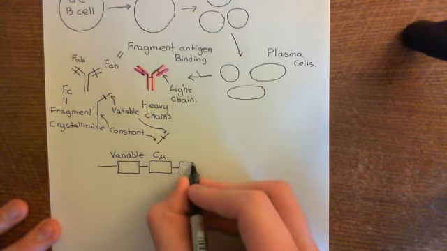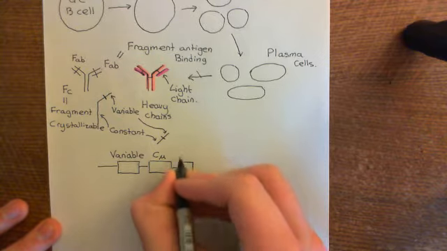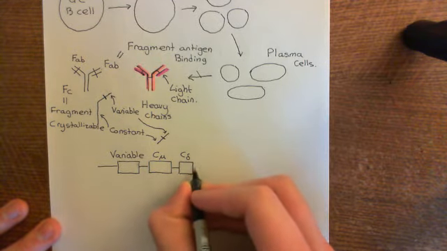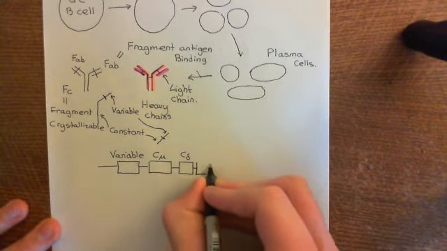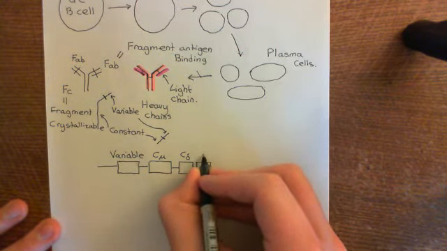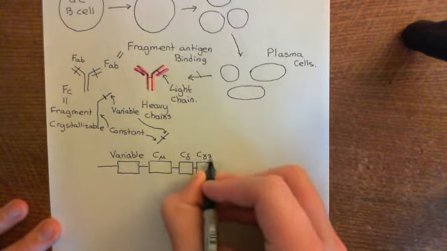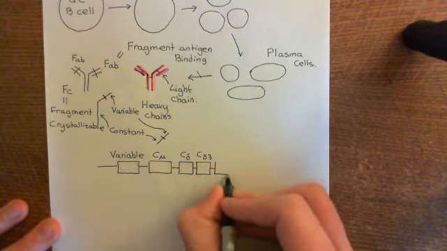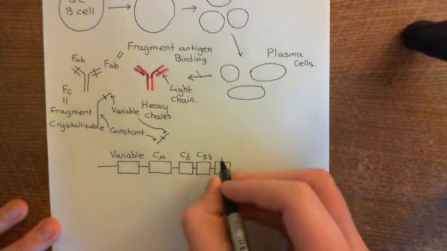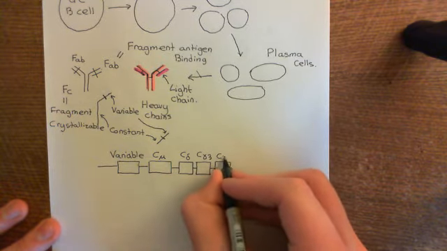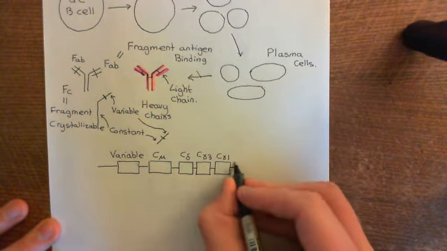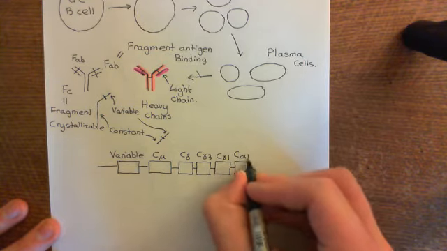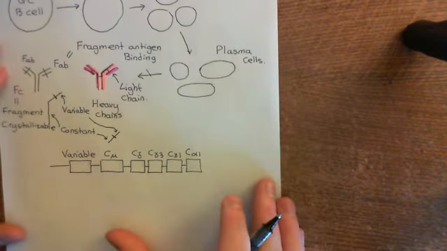Then the next thing that you have is what's known as the constant delta portion. And then it goes on basically. So let me draw them all out and then I'll explain them. The next one is what's known as the constant gamma 3 region. Then after that you have the constant gamma 1. Then the constant alpha 1 here. Then after that the constant gamma 2.